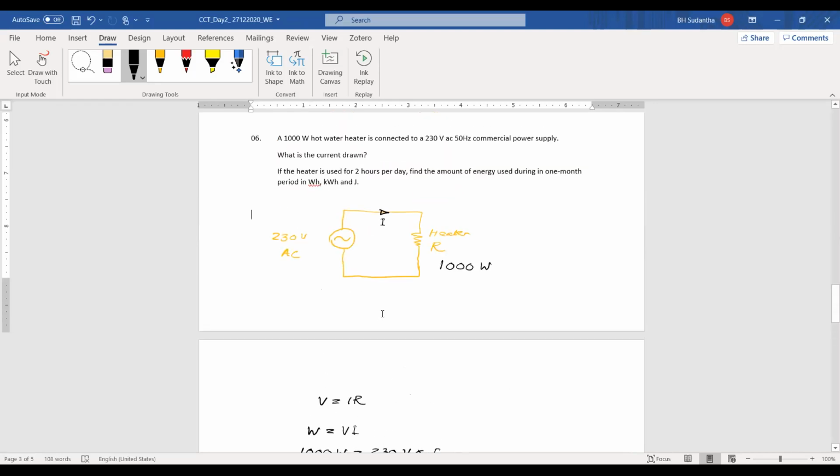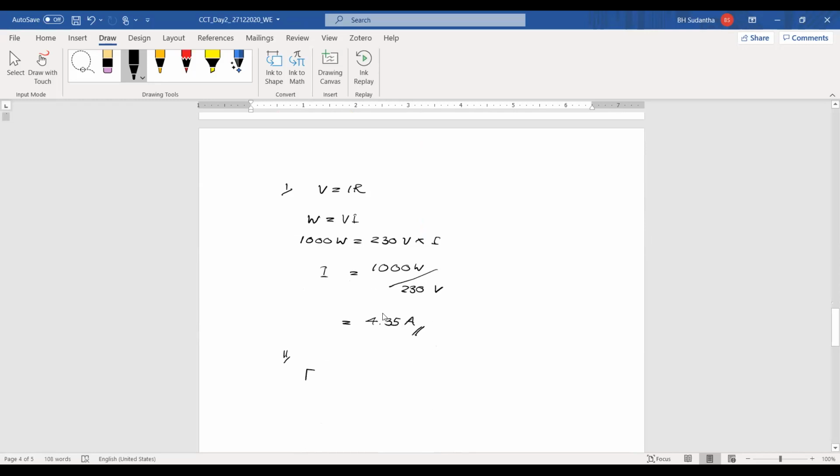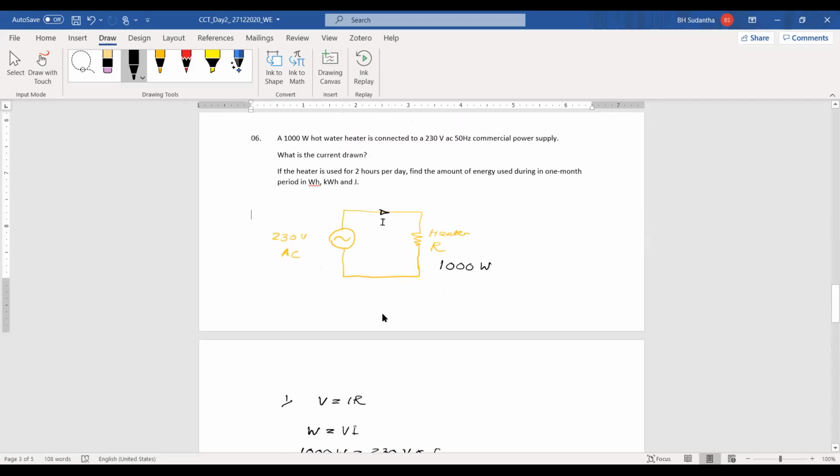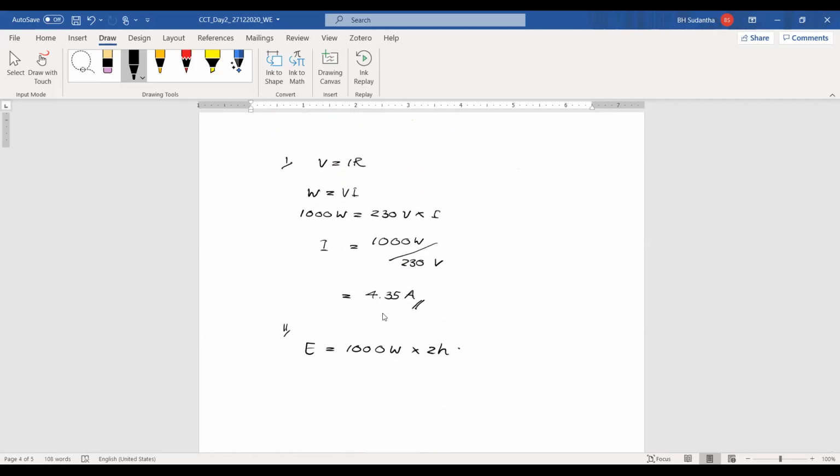Then if the heater is used for 2 hours per day, find the amount of energy used during a 1 month period in watt hours, kilowatt hours, and joules. Now this is part one, the current, and the amount of energy. We can find the energy: 1000 watt, we are using 2 hours per day, then for 1 month, 30 days.